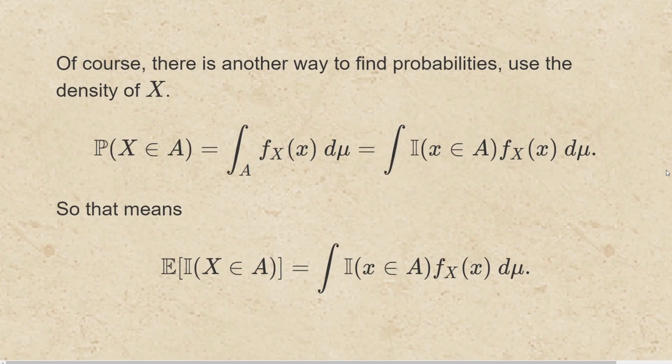Of course, there is another way to find probabilities: use the density of X. The probability that X is in A is the integral over A of the density of X at little x with respect to the measure, which is the integral of the indicator that x is in A times the density of X at little x with respect to the measure. So that means that the mean of the indicator that big X is in A is the integral of the indicator that little x is in A times the density of X.